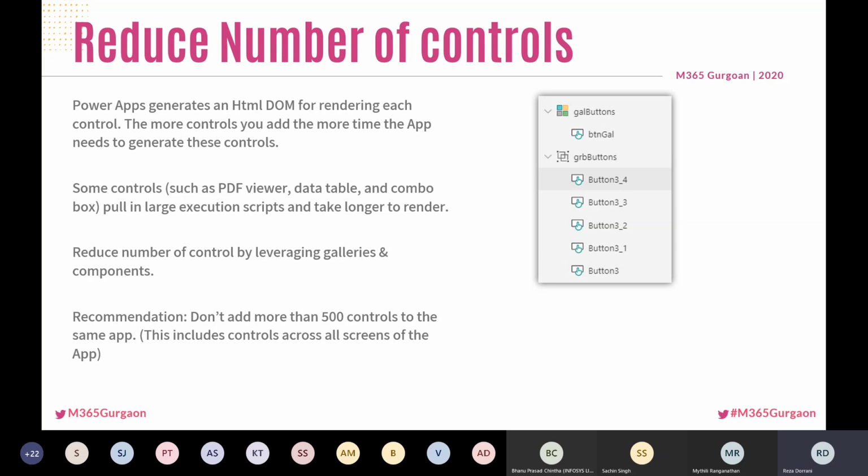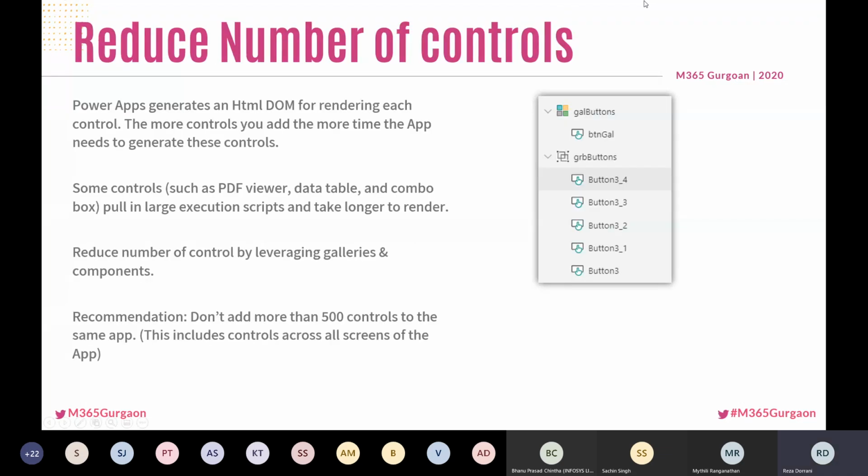There are also certain controls that are actually complex type controls in the backend, such as PDF viewer, data table, combo boxes, because they have some large execution scripts at the backend. And the more controls you add of those types, the more hit on your performance you're going to get. And it is very important to plan to reduce the number of controls whenever you get an opportunity. So somebody said 60 controls per screen. The recommendation from Microsoft is don't add more than 500 controls to your app. So if my app has 10 screens, don't span beyond 500 controls in all the screens combined. Okay, it's very important to reduce the number of controls.